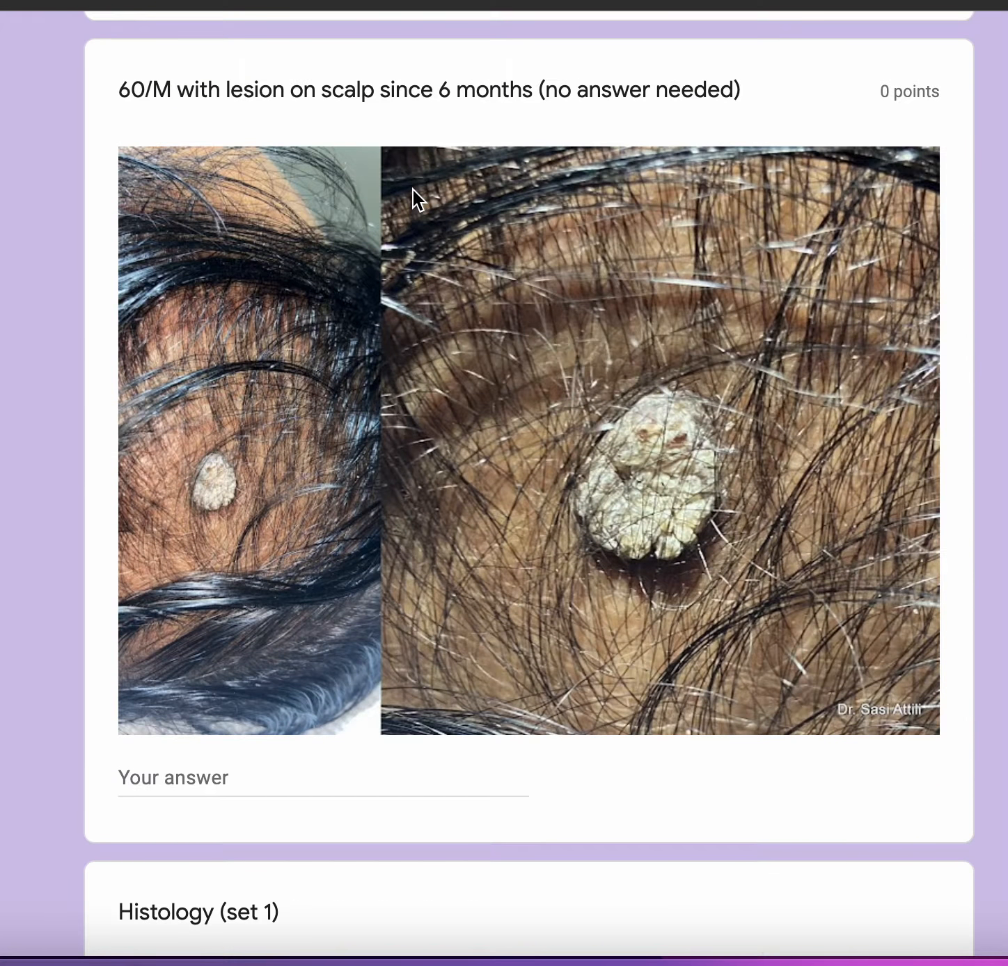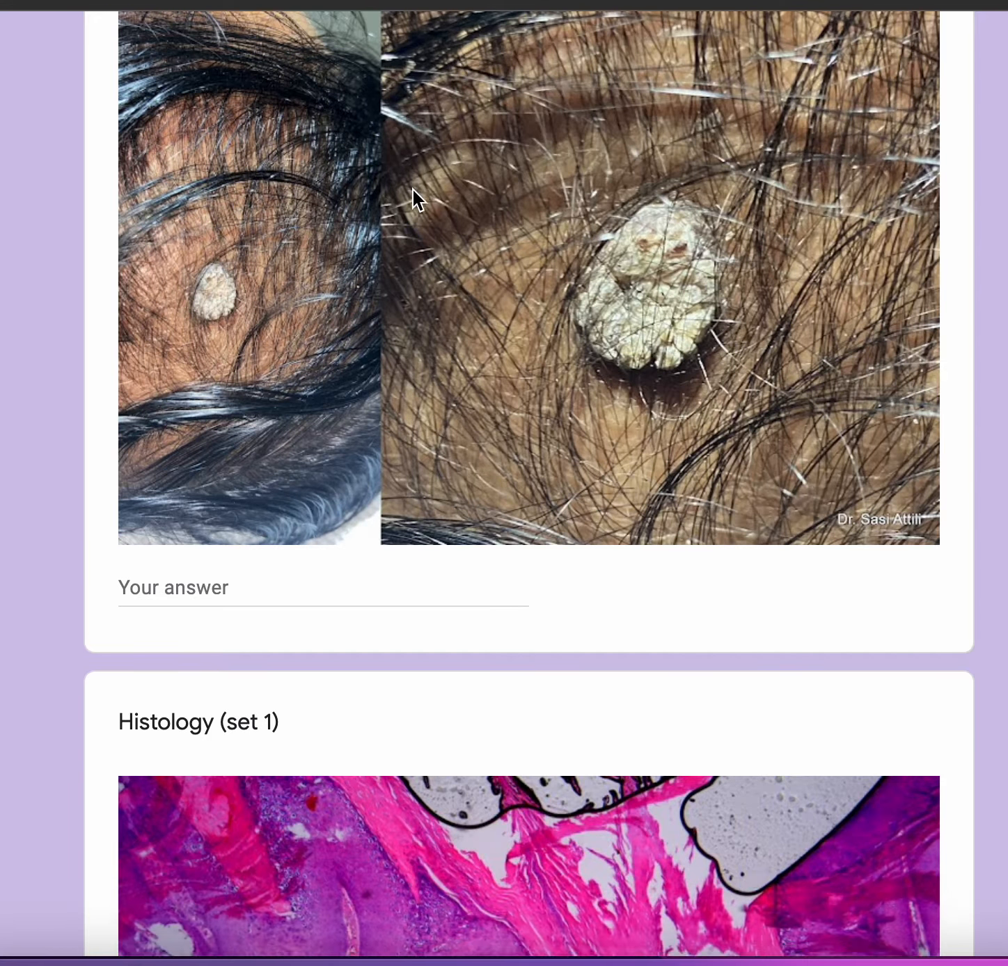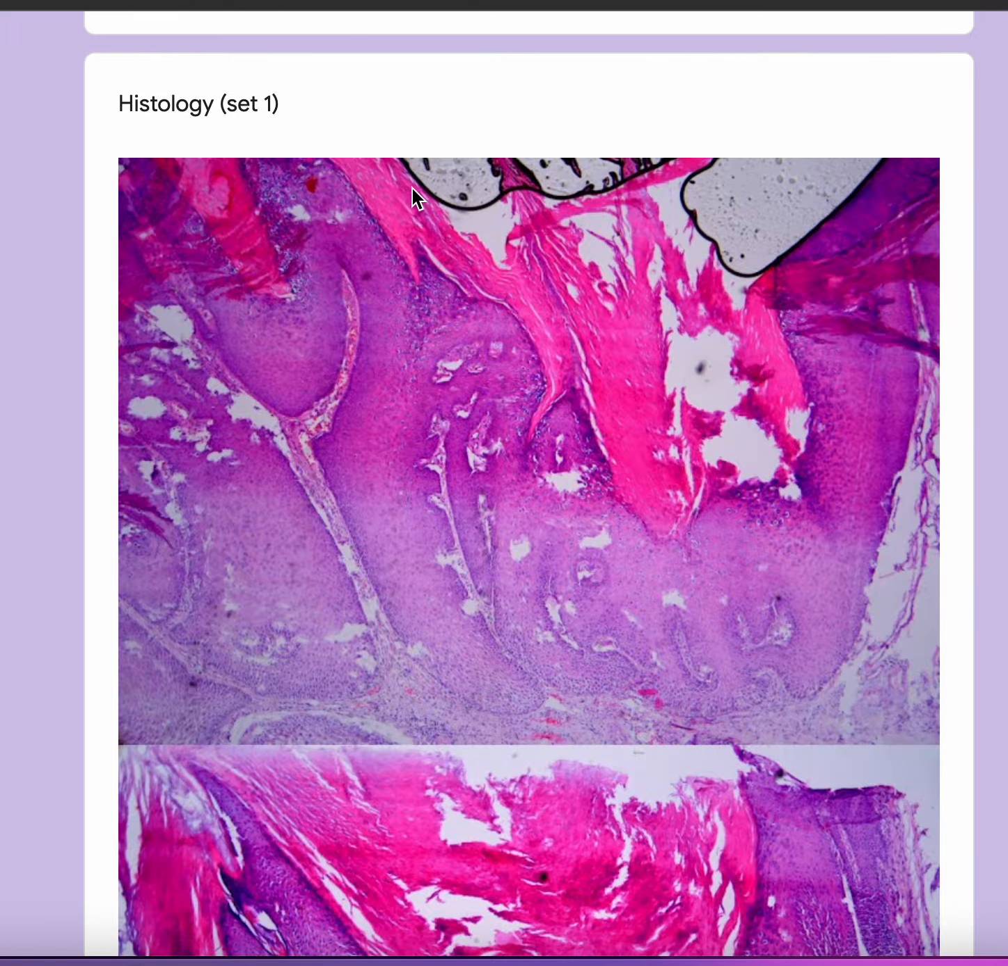Now, obviously, clinically, at this age you would want to rule out squamous cell carcinoma, and that's the reason why a biopsy is preferred, even though you may suspect this may be a wart clinically.